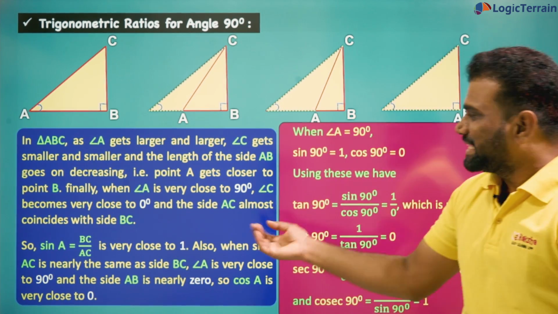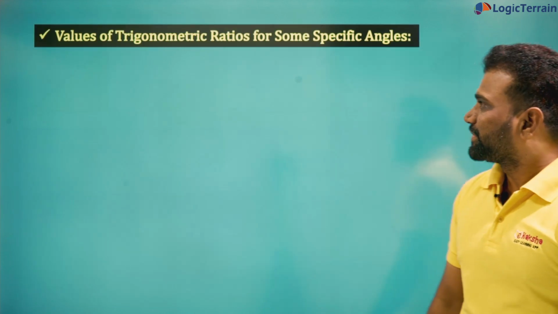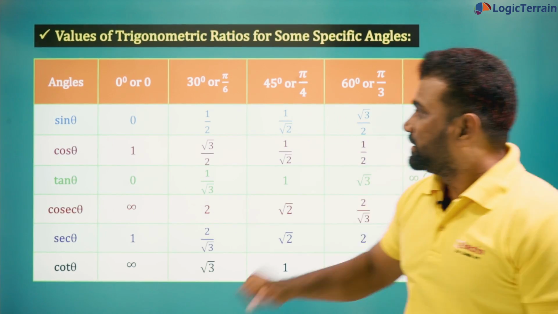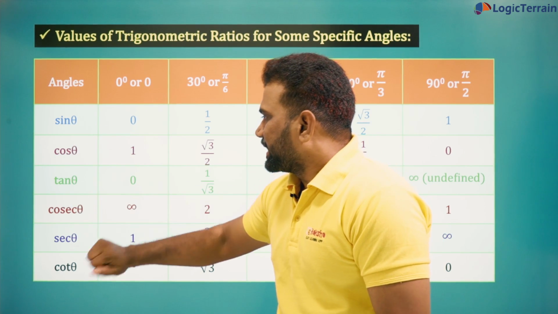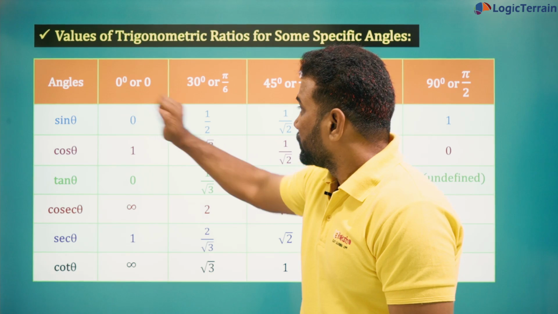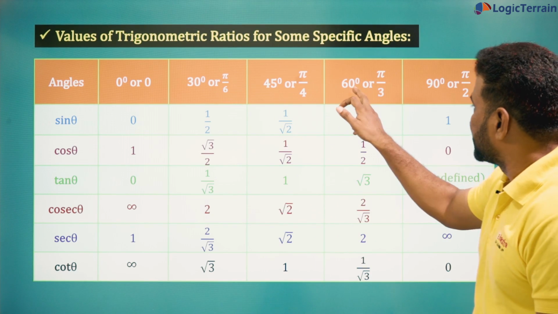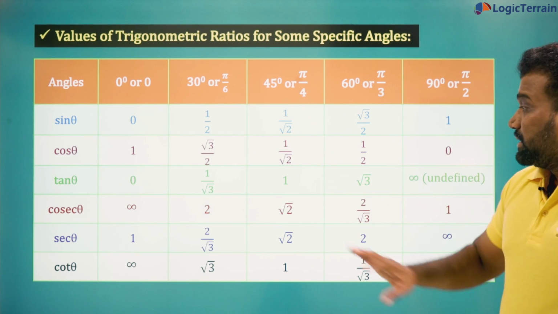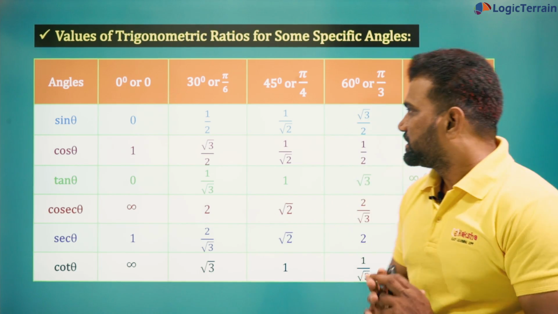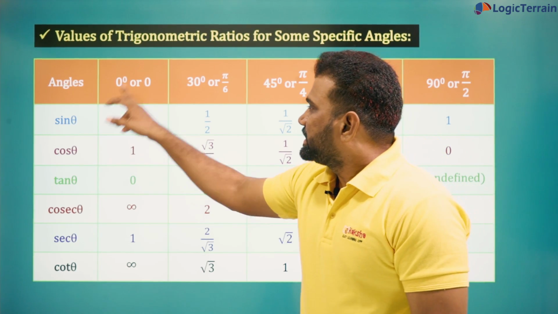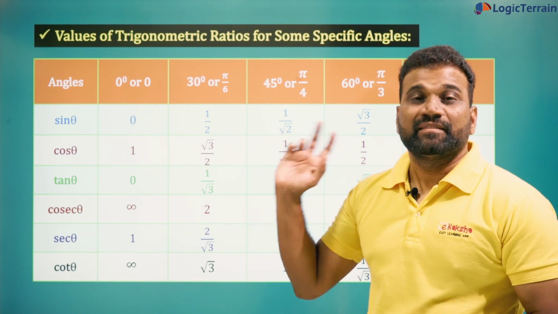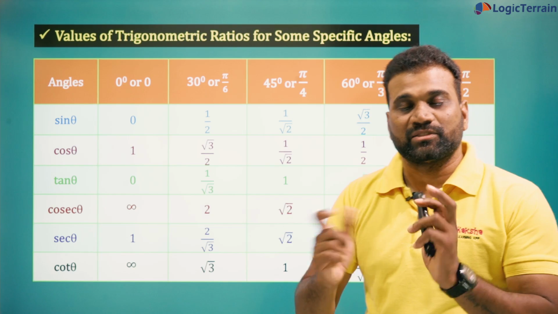Clear? So let's summarize all together. Values of trigonometric ratios for some specific angles: sin theta, cos theta, tan theta, cosecant theta, secant theta, cot theta. We have already derived 0 degrees, 30 degrees, 45 degrees, 60 degrees, 90 degrees. This entire table we can remember very easily. How? Simple. Sin 0 is 0, sin 30 is 1 over 2, sin 45. Just remember this row. Even this row you need not remember. For that also there is a trick.